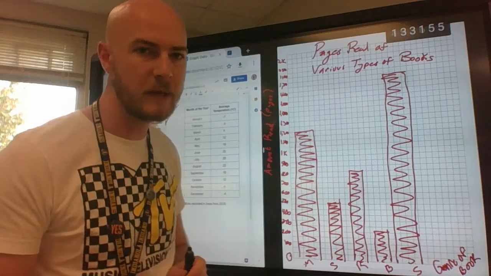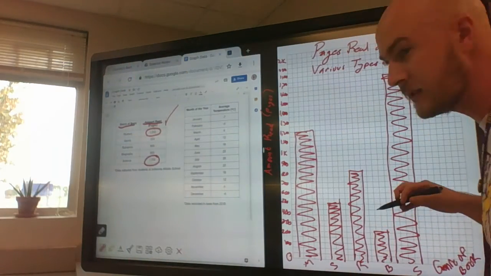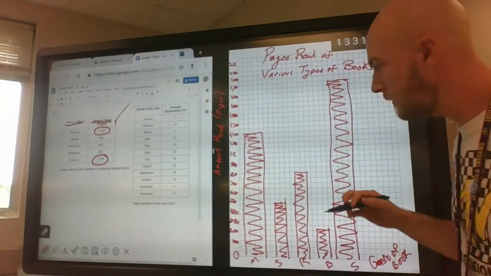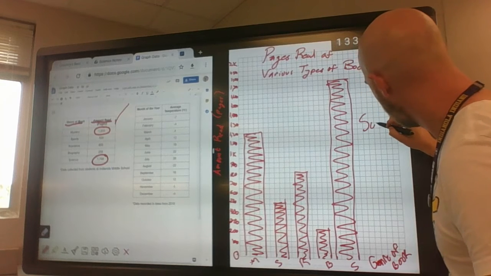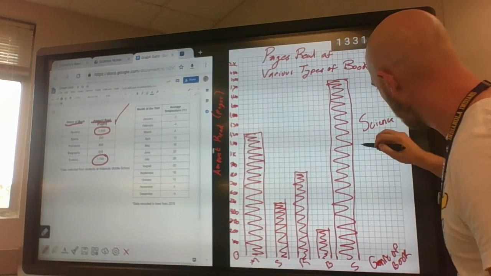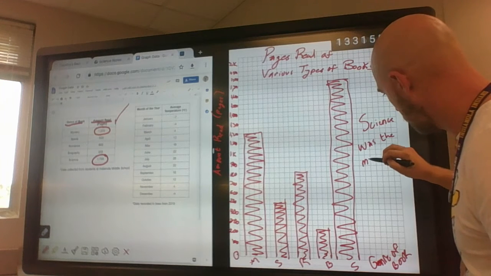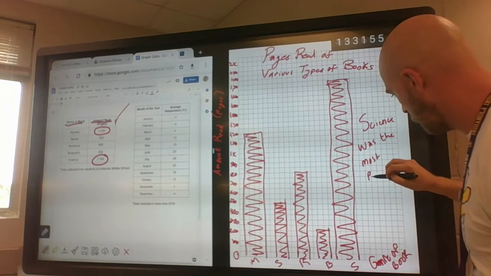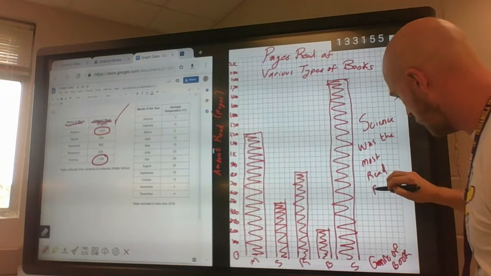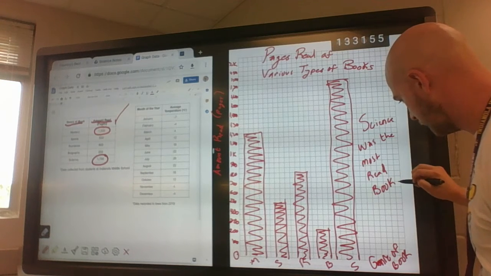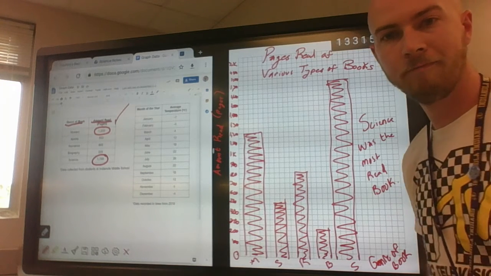And again, I don't have any space here, so I'll write it off to the side and I'll say, you guys can see over here, science was the most read book. And there we go. All right.